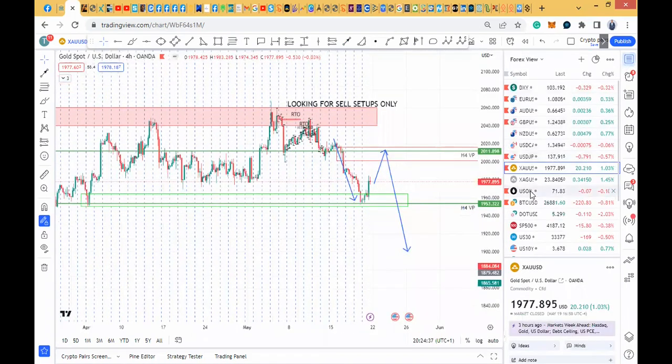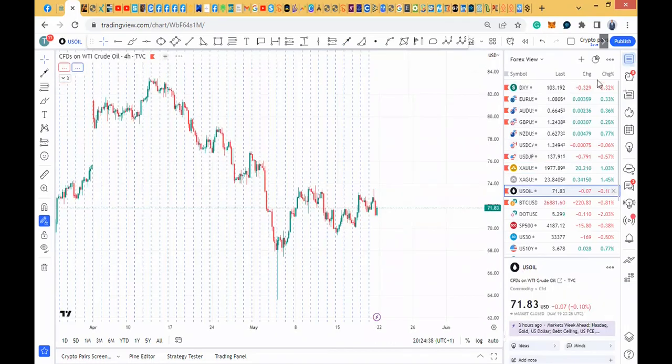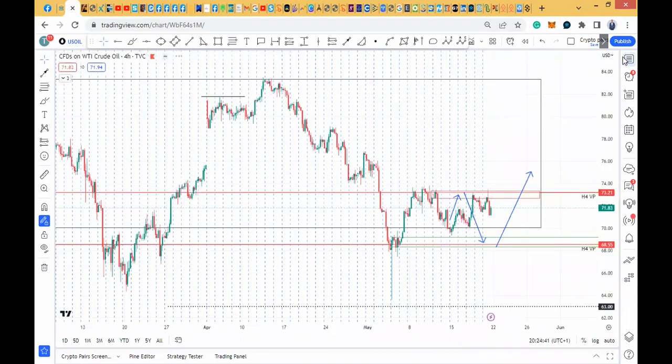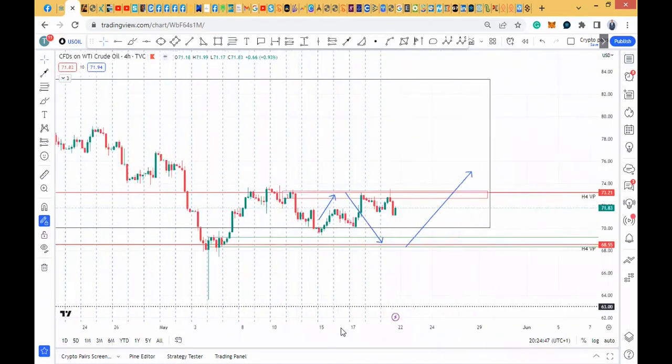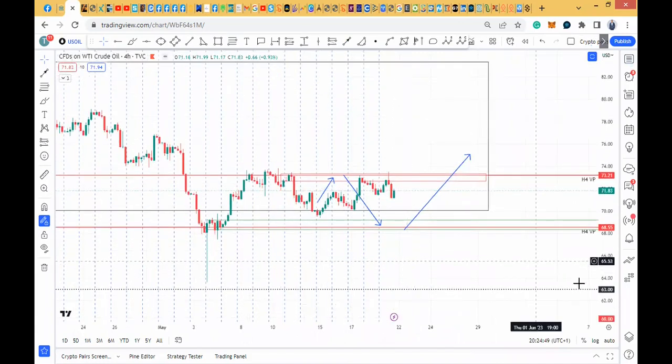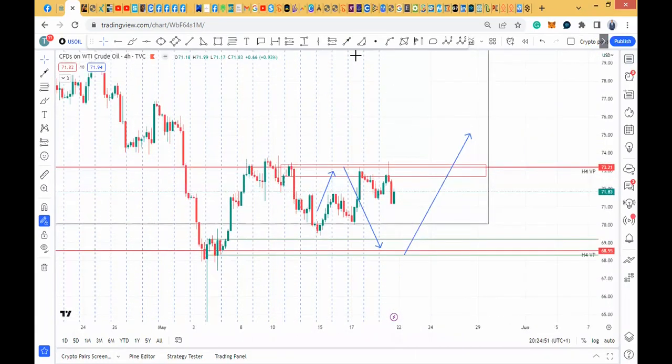So the next is US oil. Our bias for US oil last week was extremely accurate and correct. Our bias was that US oil was at this point on Sunday. I told you guys from this point, US oil will start moving up into this H4 validation point. We got into the H4 validation point on Wednesday. On Thursday, it started dropping.